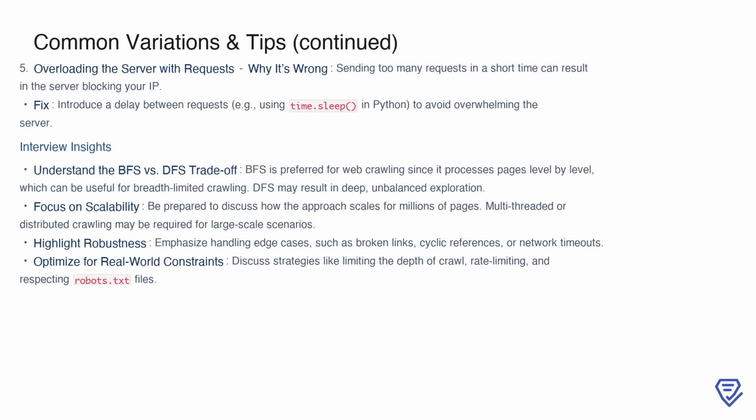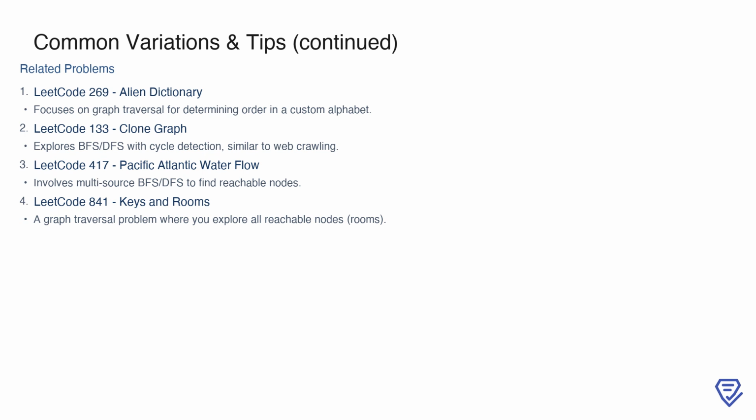Finally, optimizing for real-world constraints is critical. Strategies like limiting the depth of the crawl, implementing rate limiting, and respecting robots.txt files demonstrate an understanding of practical limitations and best practices. To deepen your understanding, consider related problems that share similar concepts.